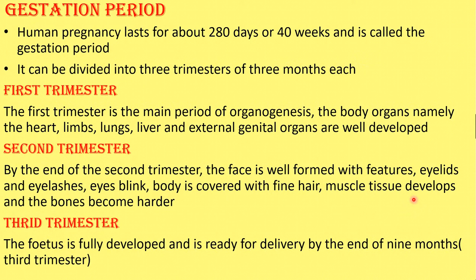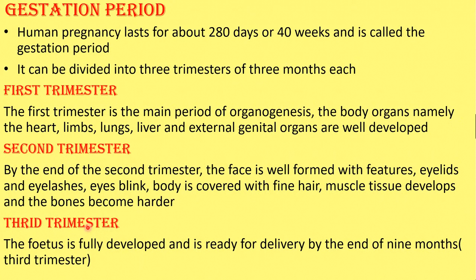Okay, muscles they develop and the bones they become harder. So these are the development of the fetus, or organogenesis, during the second trimester. Hair development, eyelids, eyelashes, and muscles and bones development occur during the fourth, fifth, sixth month. It is called the second trimester.